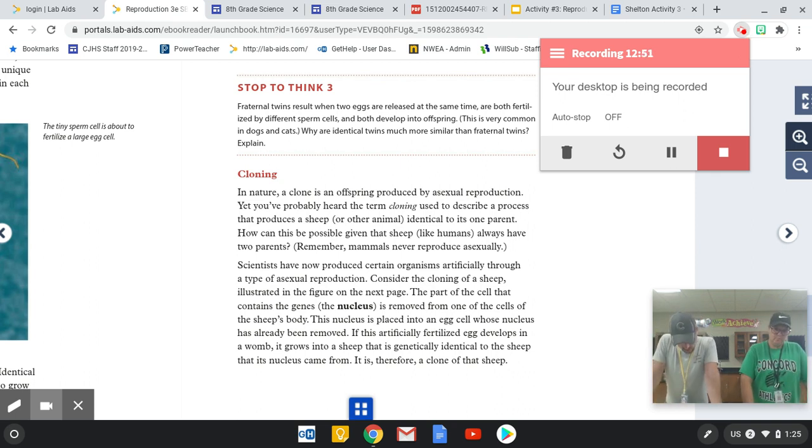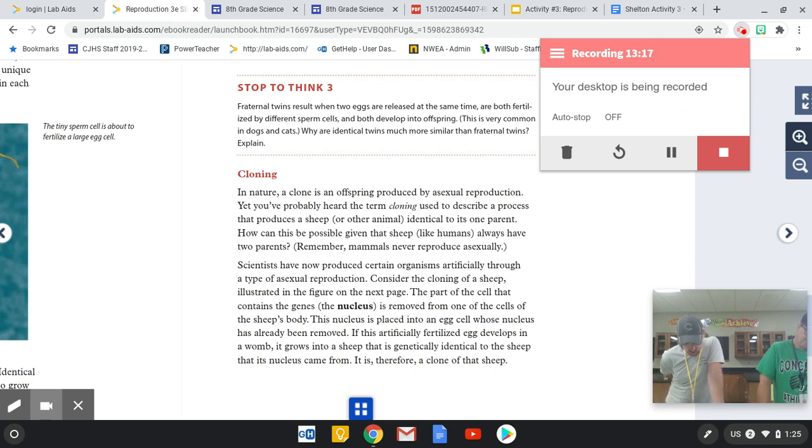Okay, so now you've just completed Stopping to Think 3, and now I'm reading about cloning. In nature, a clone is an offspring produced by asexual reproduction. Yet you've probably heard the term cloning used to describe a process that produces a sheep or other animal identical to its one parent. So it's possible. It is. It just takes a little special science, so to speak.